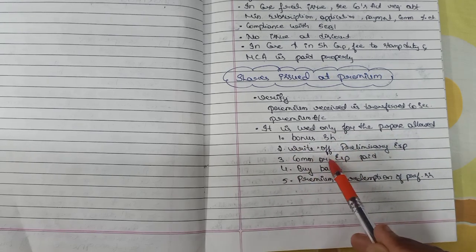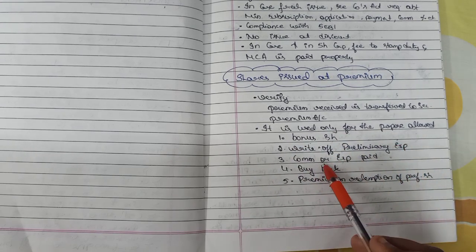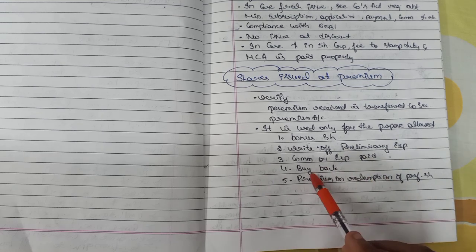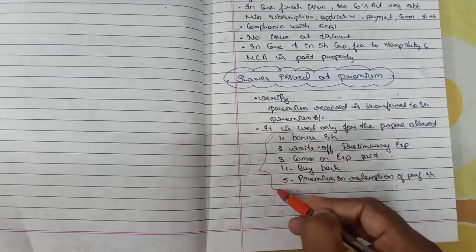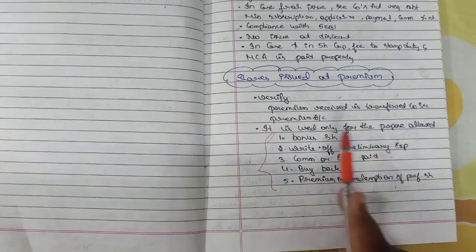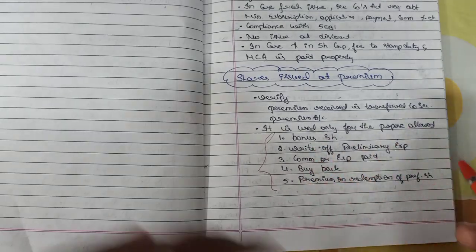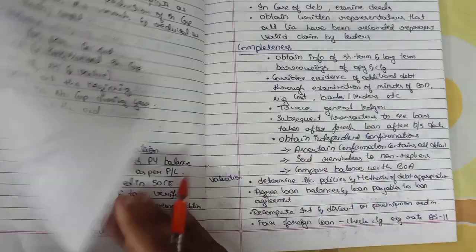Bonus shares, right of preliminary expenses, commission or expenses paid, buyback, premium on redemption of preference shares. We have seen this in law also, so hope you don't forget that. For what purpose the premium account is used.